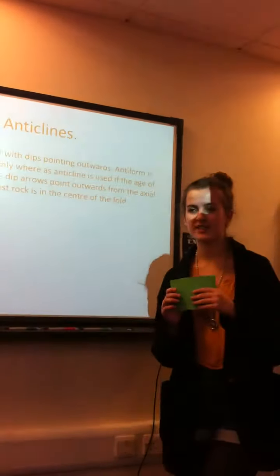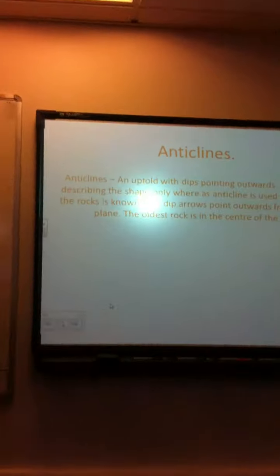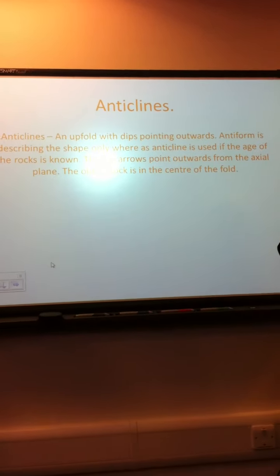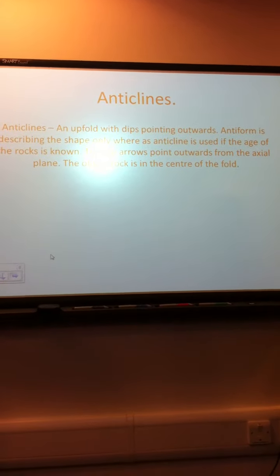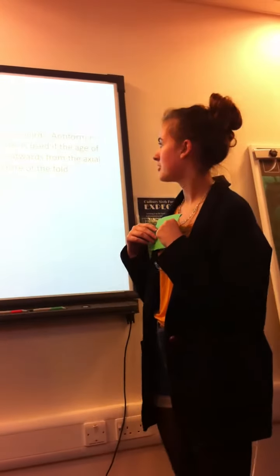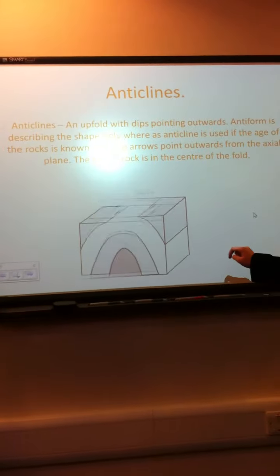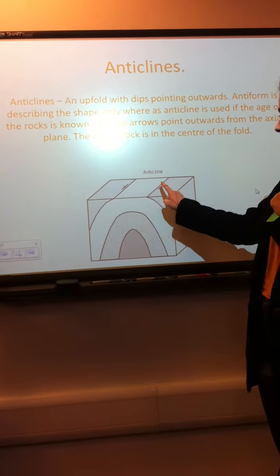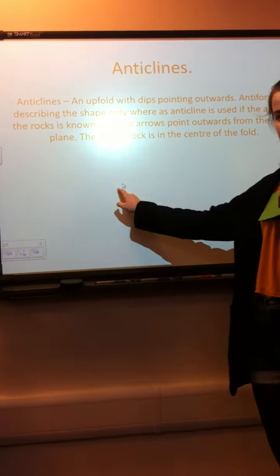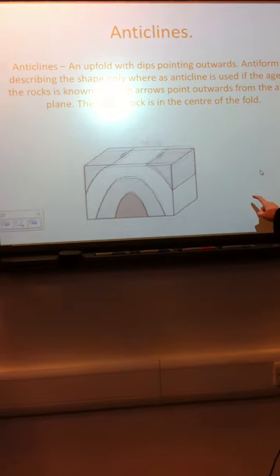When a fold is formed, you get either dips pointing upwards or downwards. An upfold is called an anticline, and the dips point outwards. An antiform describes the shape only, whereas an anticline is used if the age of the rock is known. The dip arrows point outwards from the axial plane. The oldest rock is in the centre of the fold. So this is the oldest rock, and you have arrows drawn out here and here on a geological map to show what sort of fold it is.